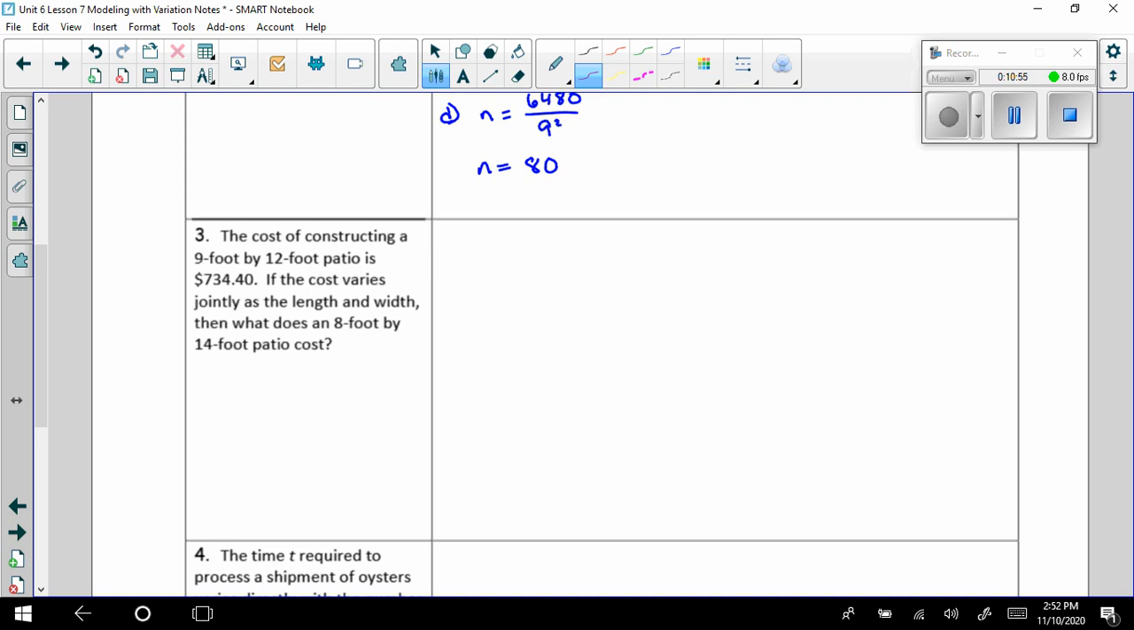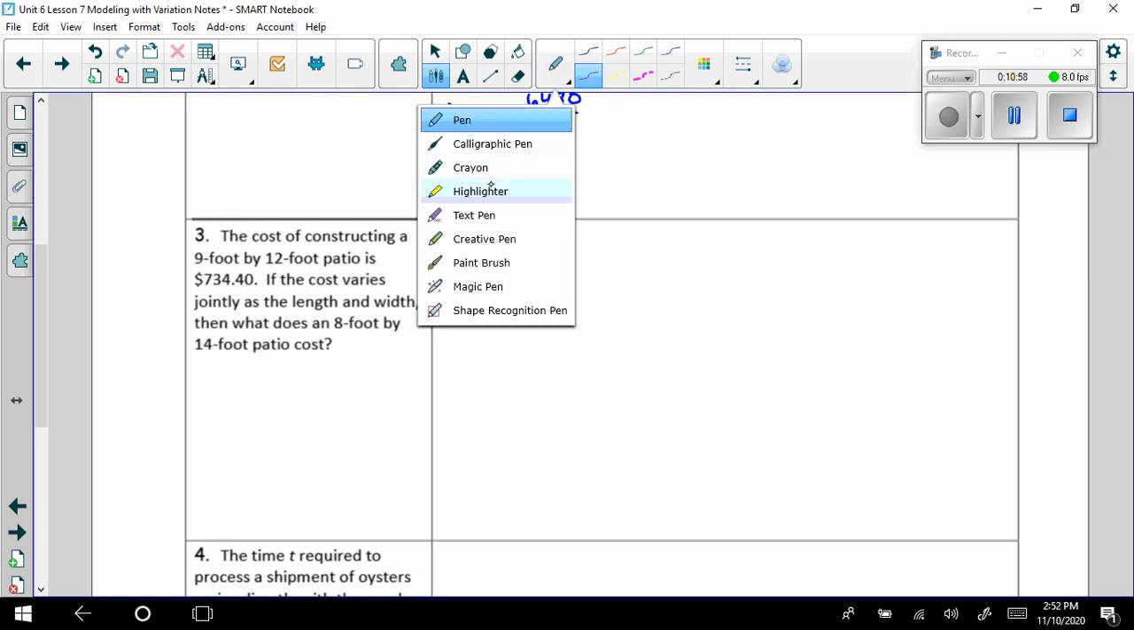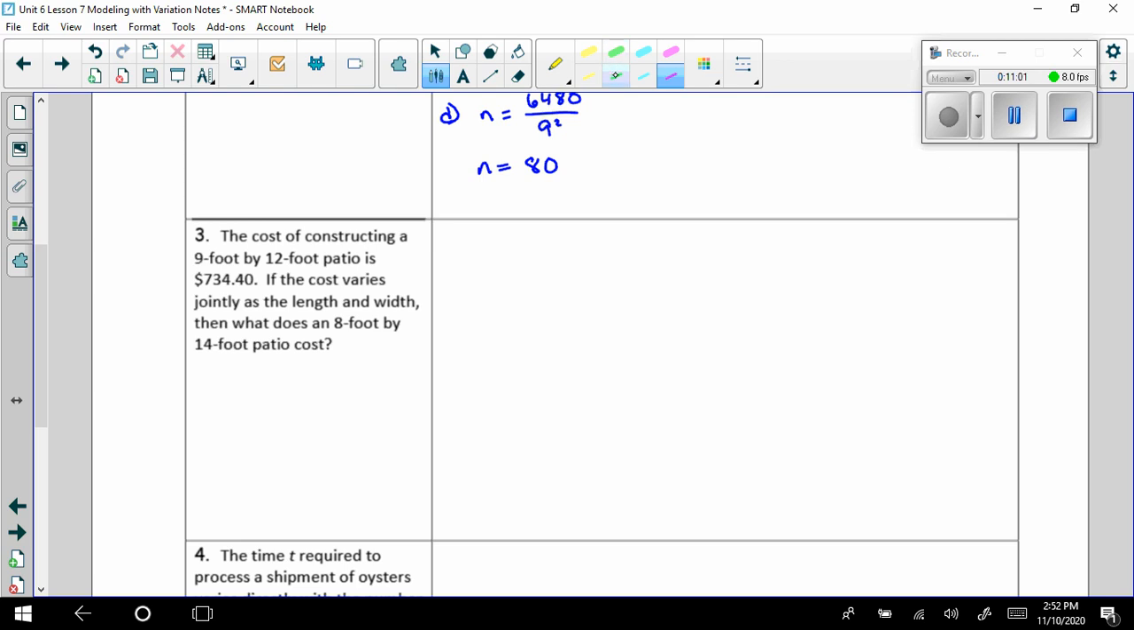Okay, so let's look at a joint variation problem. And so again, this problem will say something about varies jointly within the problem itself. So the cost of constructing a 9-foot by 12-foot patio is $734. The cost varies jointly as the length and width. So hopefully you can see here we have length and width and something varying jointly to that. So we're multiplying length times width. We're multiplying twice, okay? And so cost, length, and width, you have 3 things there.